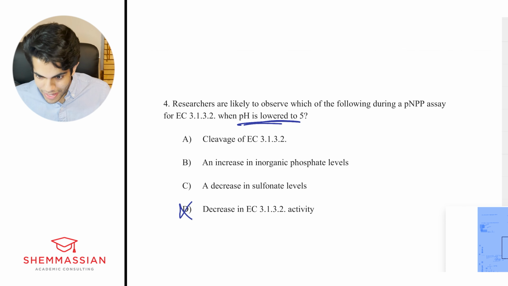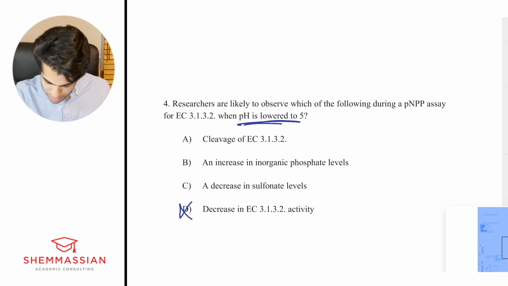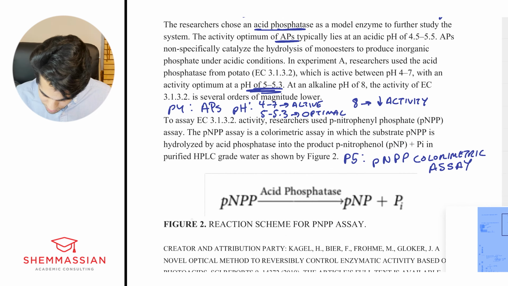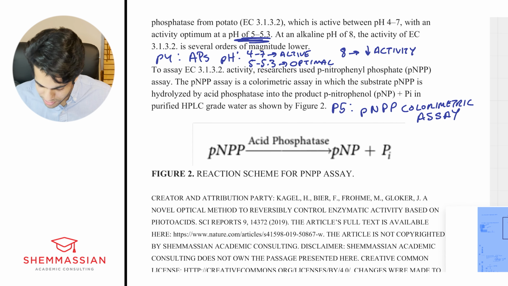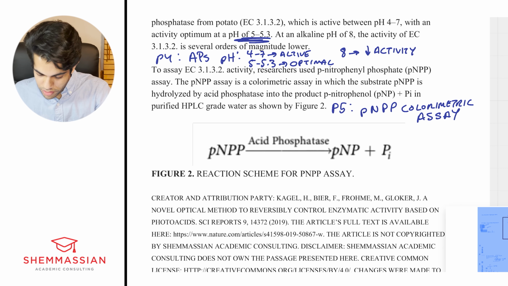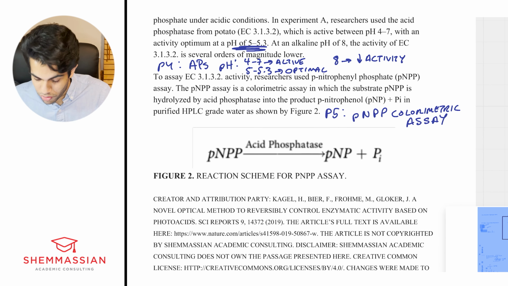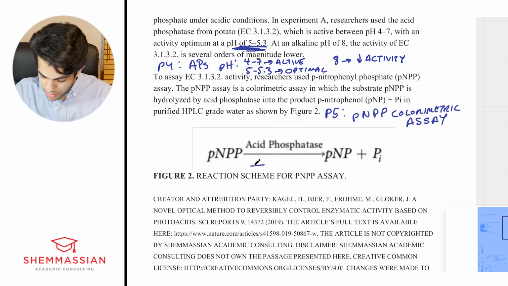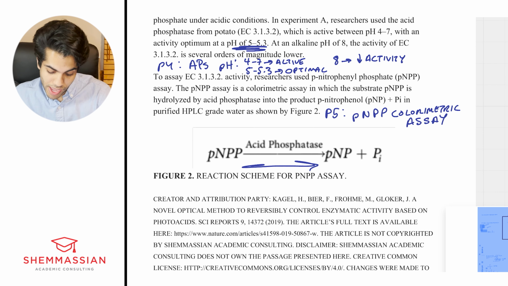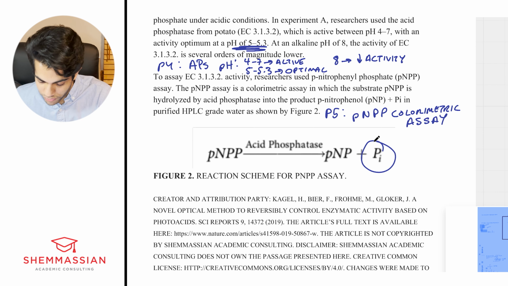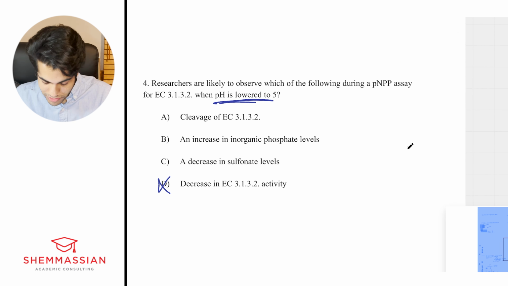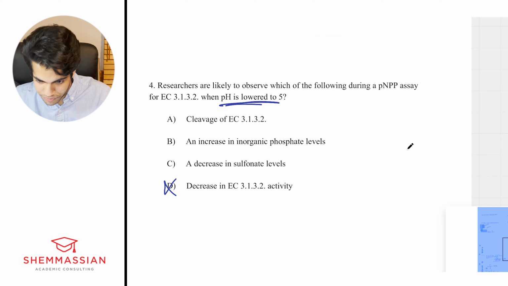All right, well, if we look at our figure 2, which outlines the reaction scheme here, if we have an increase in the activity, if the activity is going to go up, then that means we're going to push more to the right. So we should have more of this inorganic phosphate. And if we look at our answer choices, B says exactly that. There is an increase in inorganic phosphate levels. So I'm really liking B, and I think that's going to be our right answer. But let's go ahead and check out A and C as well.